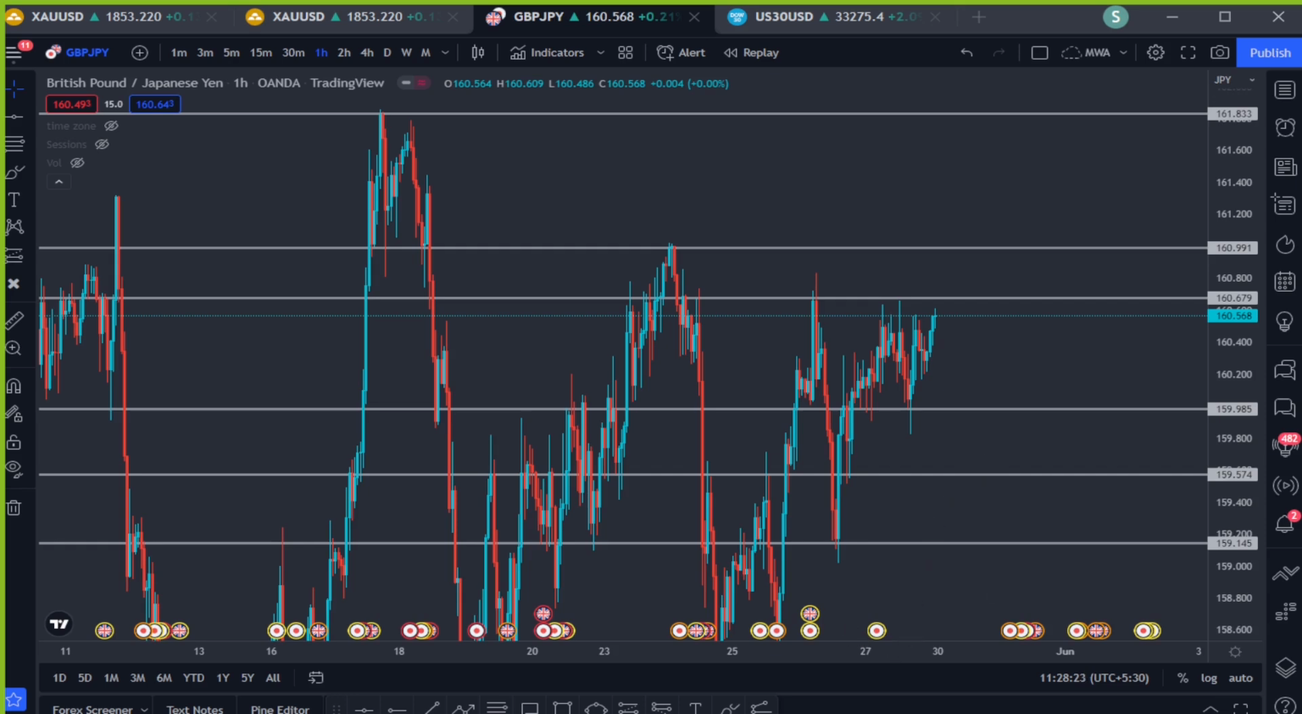So that's it, guys. This was the top-down analysis on the GBPJPY pair from monthly to 15-minute time frame, and we talked about intraday and scalping setups as well.